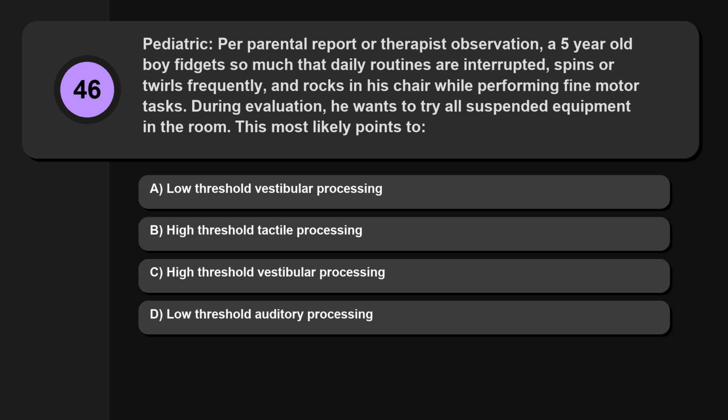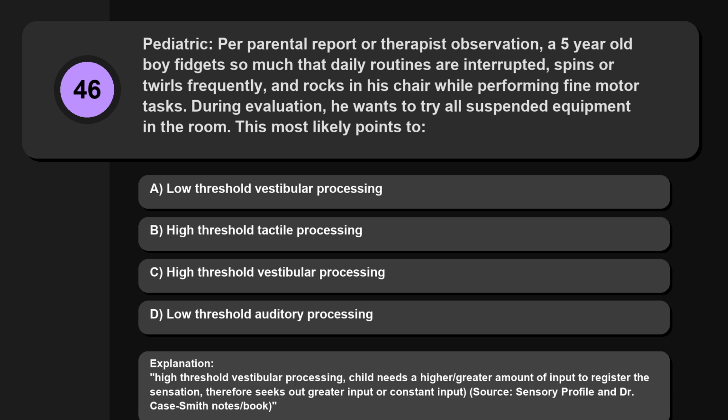Question 46. Pediatric. Per parental report or therapist observation, a 5-year-old boy fidgets so much that daily routines are interrupted, spins or twirls frequently, and rocks in his chair while performing fine motor tasks. During evaluation, he wants to try all suspended equipment in the room. This most likely points to: Option A. Low threshold vestibular processing. Option B. High threshold tactile processing. Option C. High threshold vestibular processing. Option D. Low threshold auditory processing. The correct answer is option C. High threshold vestibular processing. The child needs a greater amount of input to register the sensation, therefore seeks out greater or constant input.